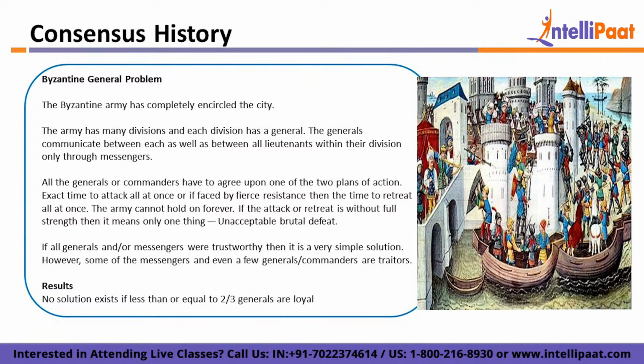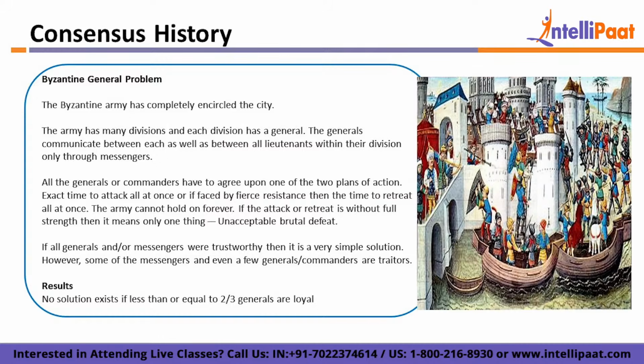The same idea has been derived from the Byzantine general problem, in order to write your consensus mechanisms. The actual story was that the army has many divisions and each division has a general. They encircled a Byzantine city, and the generals were dependent on communicating between each other, between their lieutenants within their division, by exchanging messages. So they were not able to communicate directly. The lieutenants were helping within their division to pass the messages to their generals.